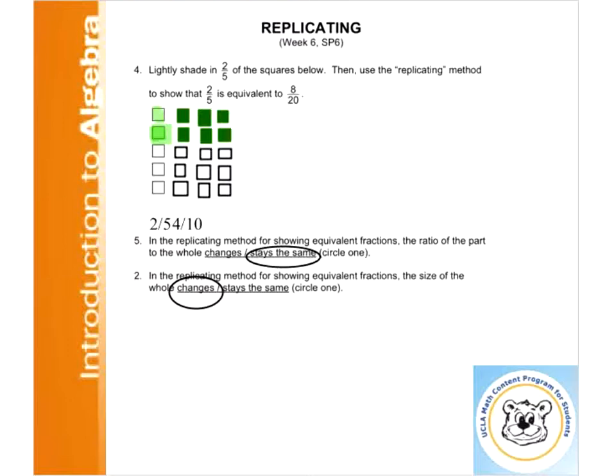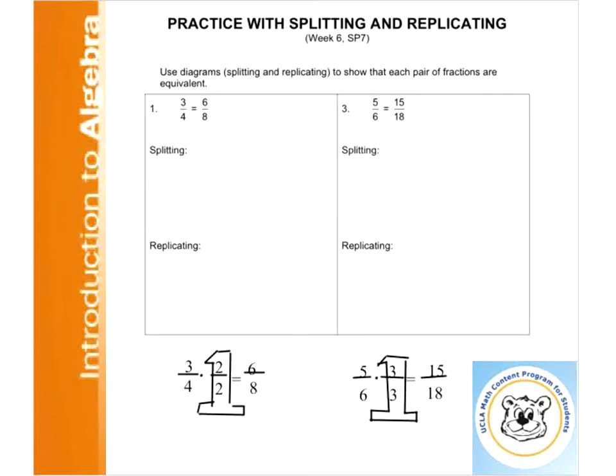They're slightly different, you can see. Shelley made a comment here. The main thing about these methods is that when you split, you keep the size of the whole the same. And this is how the kids learn equivalent fractions. And when you replicate, we keep the part the same, but the whole changes. Exactly. All right, let's move on to the next page.